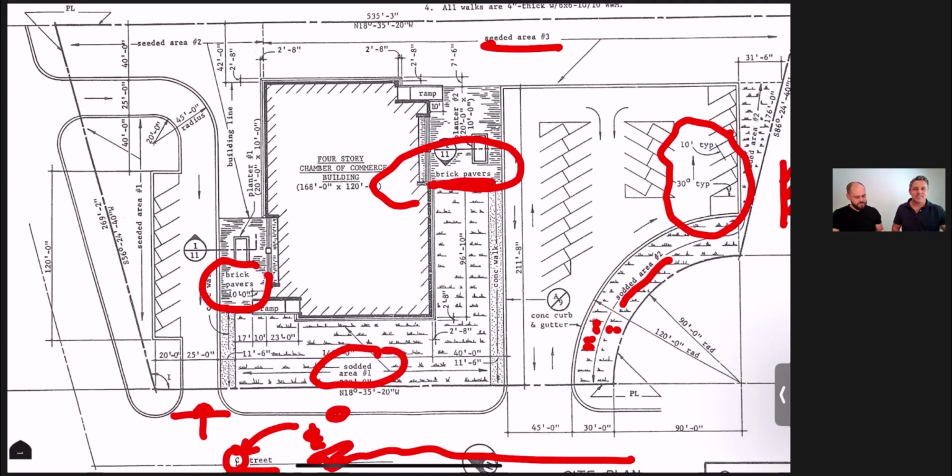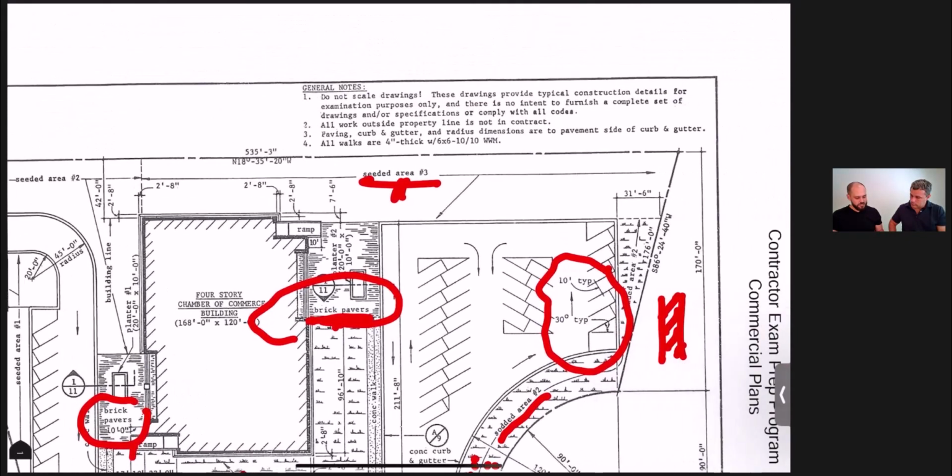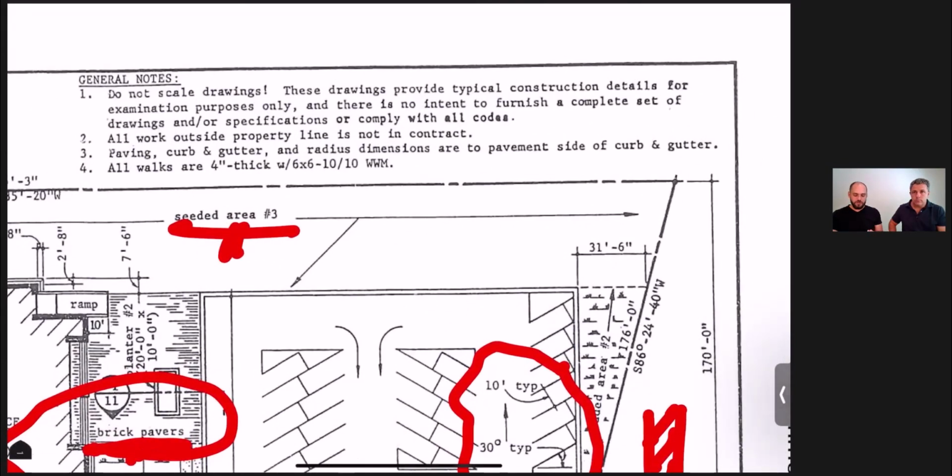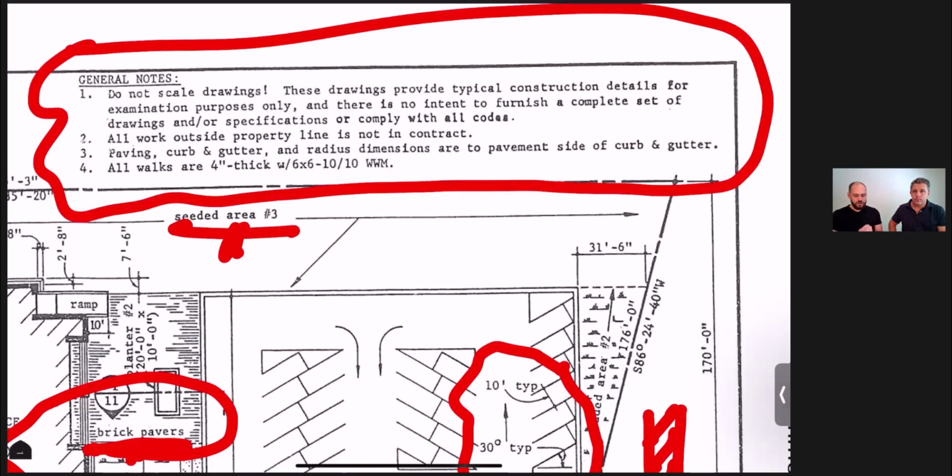And correct me if I'm wrong, Chris, but during the exams, this is a place where you could be asked a lot of takeoff questions. So you need to pay attention to your dimensions, and they're kind of all over the place. Pay attention to your dimensions and your notes. All these things that I've circled here: brick pavers, seeded area, sodded area, brick pavers. Those are all your notes. Look for your notes. And the other thing I tell everybody: remember to look for the general notes on your plans as well.